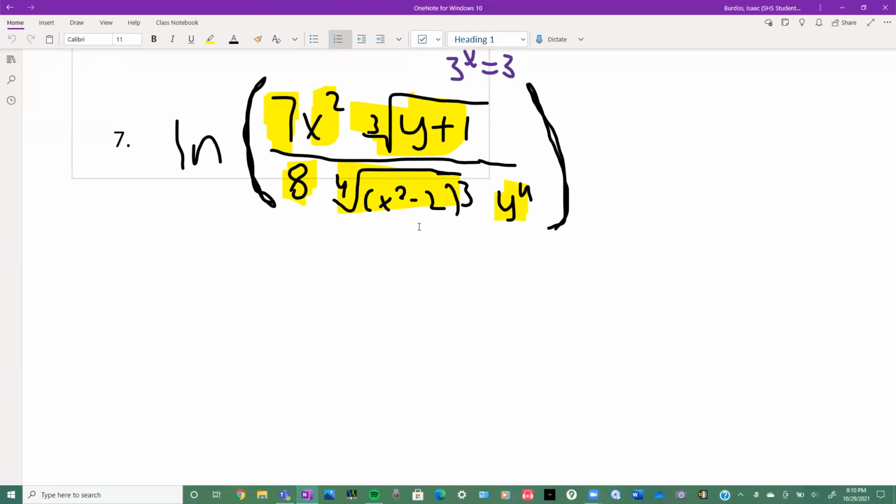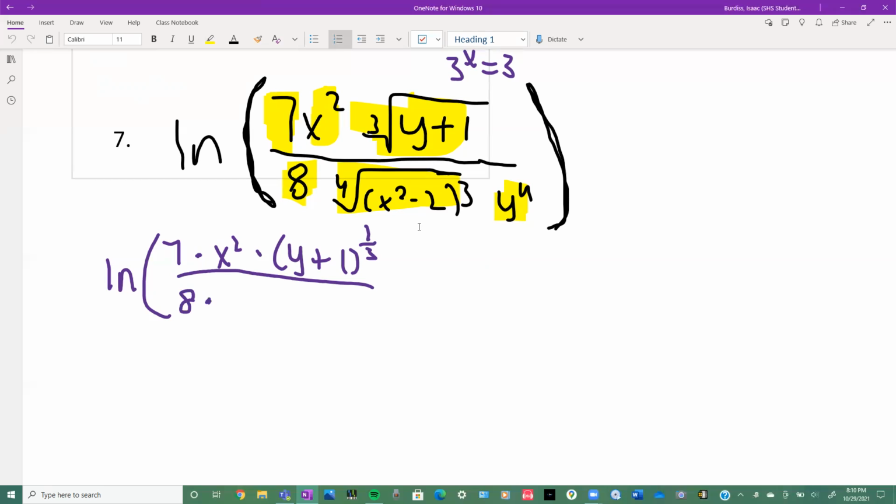So I'll rewrite this as 7 times x squared times, let's not have a radical anymore. We know that would mean 1/3 power, we would have 8 times, that would be x squared minus 2 to the 3/4 times y to the 4th. So remember, when there's exponents, they go to the side.